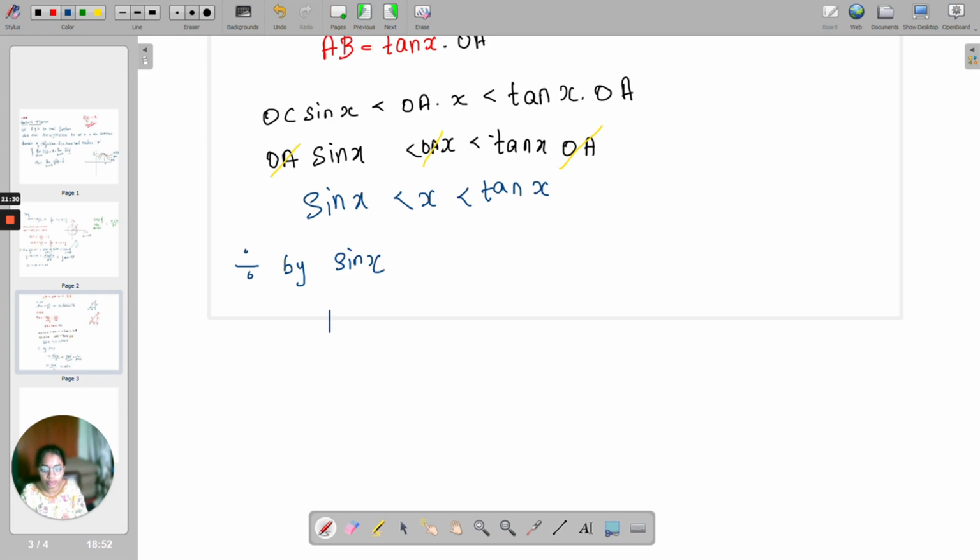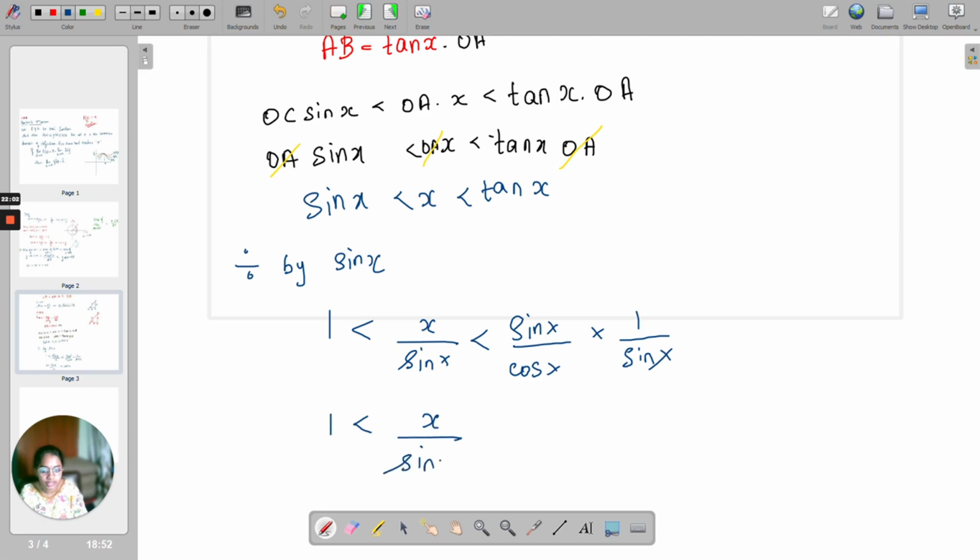So what would I get? I would get 1 less than x divided by sin x. This is less than sin x divided by cos x. Can I write tan x as sin x divided by cos x? Yes. So what are we dividing the whole inequality by? 1 divided by sin x, right? So this sin x and sin x get cancelled. So I can write it as x divided by sin x less than 1 divided by cos x.